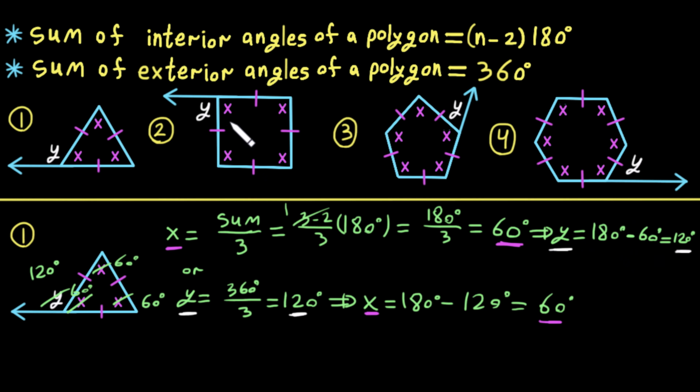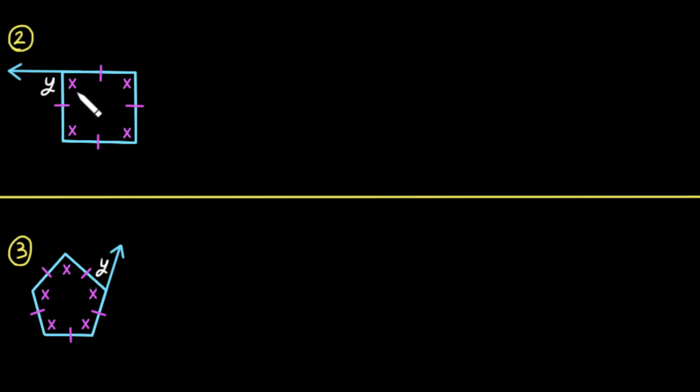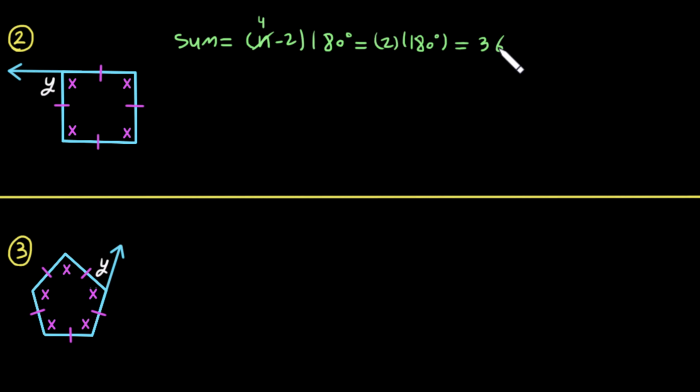Now let's find this interior angle, and let's find this exterior angle for this four-sided polygon. Now let's find this x. How to find this x? Let's find first the sum of interior angles of this polygon. So the sum equals n minus 2 multiplied by 180 degrees. Here we have to substitute 4, because we have 4 angles. So 4 minus 2 equals 2, multiplied by 180 degrees. So it will be 360 degrees.